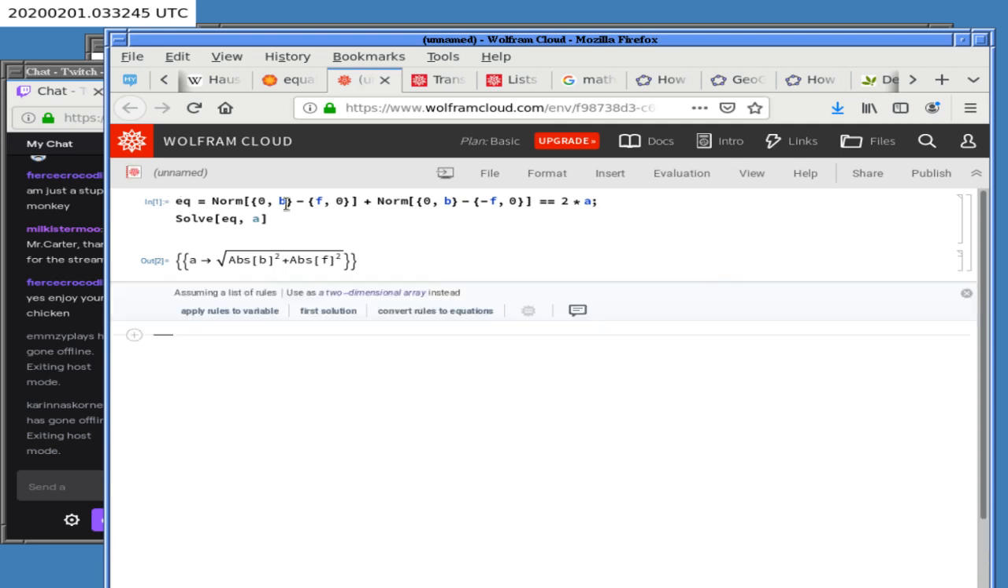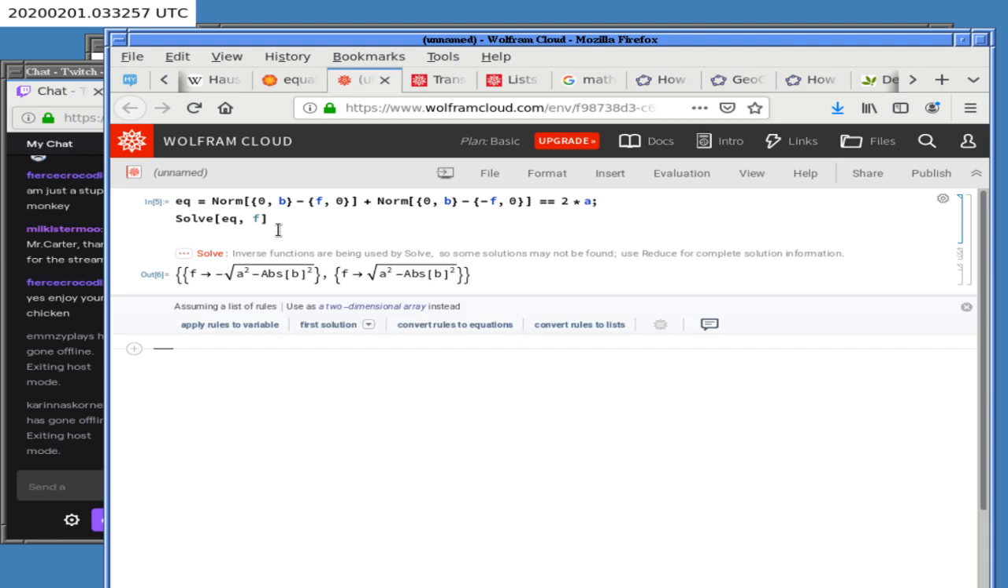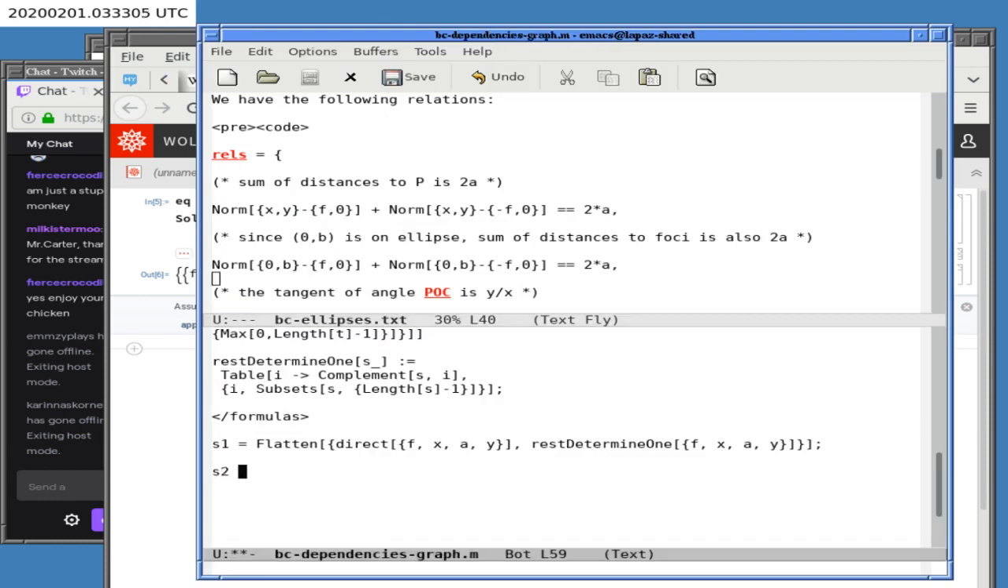So we have here A, B, and F. Can we solve it for B? We probably can. Again, there's two solutions, but we don't really care. Can we solve it for F? Yes, we can. So we have A, B, and F. Those are the three variables. And we have the same properties here. So this is going to be S2 equals flatten direct. By the way, some of these are going to be redundant. Direct ABF and rest determine 1 of ABF. Direct ABF, close this, close that. Okay.